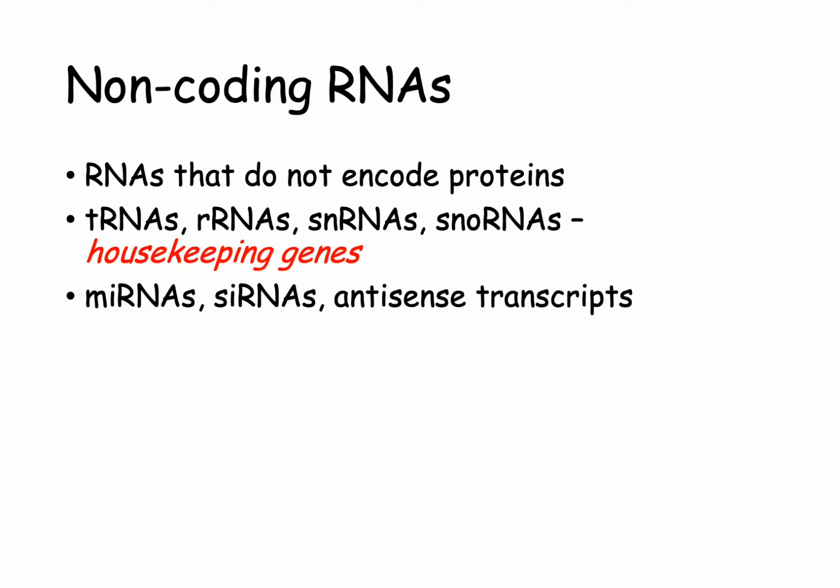So some background. RNAs that do not encode proteins are known as non-coding RNAs. Examples of this are tRNAs or transfer RNAs, ribosomal RNAs, and small nuclear RNAs, also known as housekeeping genes. And the two key examples I want to talk about today are microRNAs and small interfering RNA molecules.